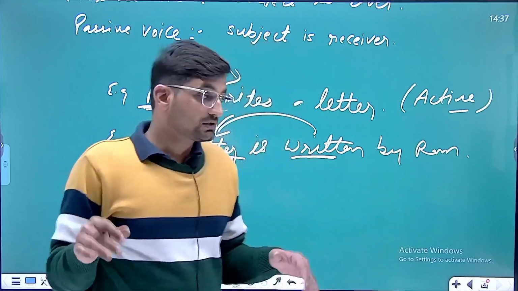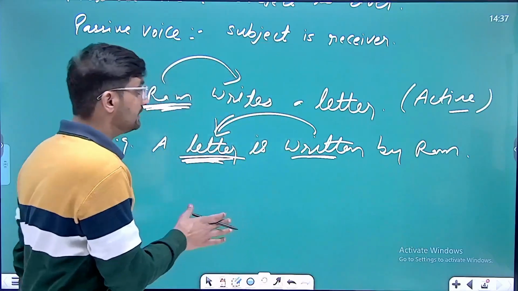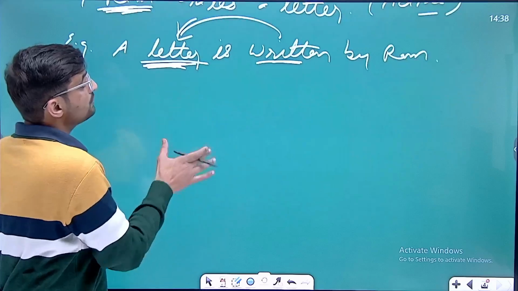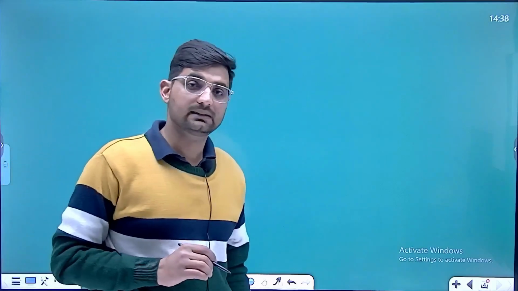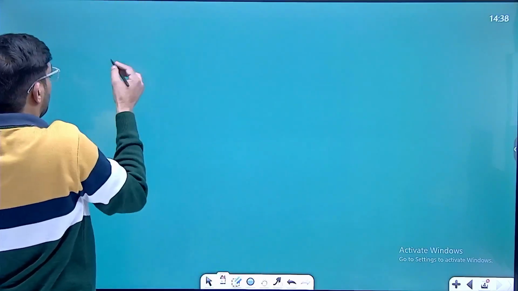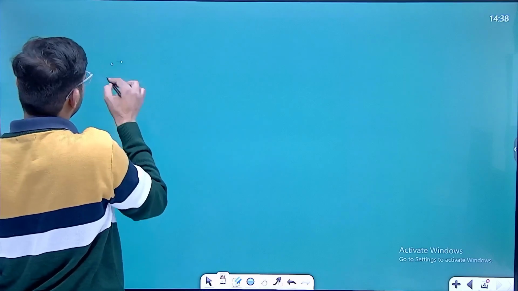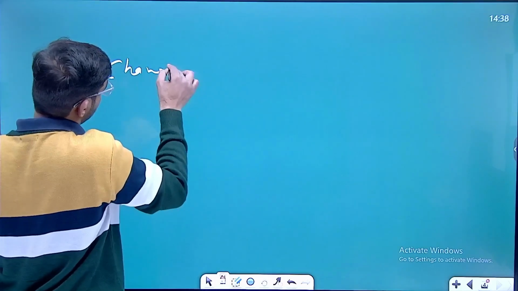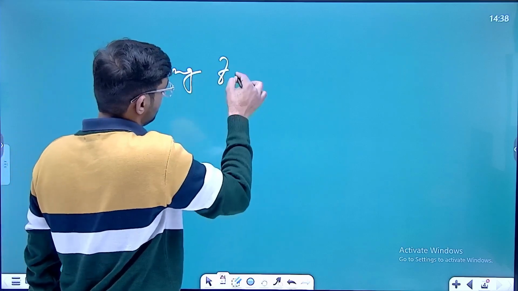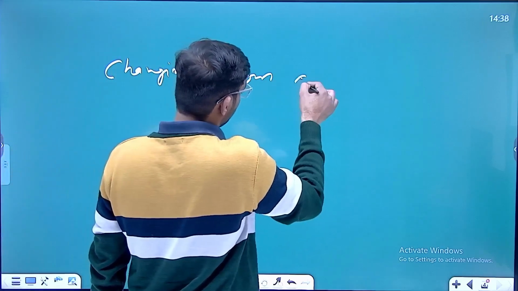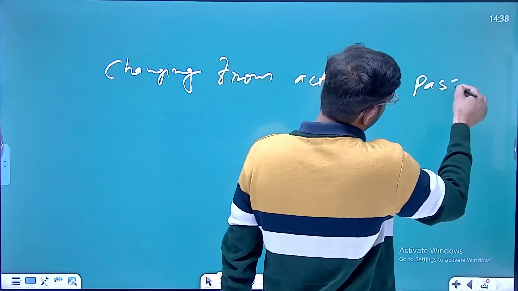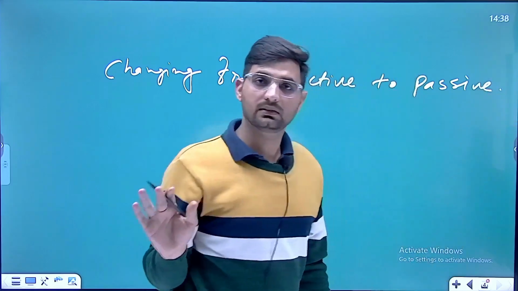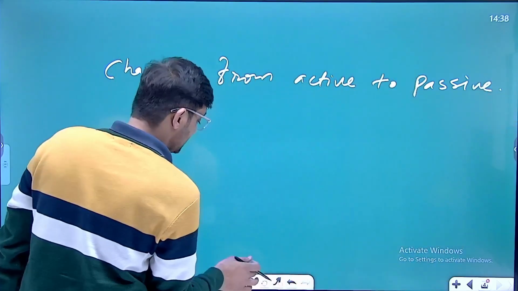So I hope you have understood what's the difference between active and passive. Now let's talk about how to convert or how to change any sentence from active to passive. Clear? It's very simple. If you want to change any sentence from active to passive, you simply require two, three things. Keep in mind. Clear? Very simple things I'm going to tell you.